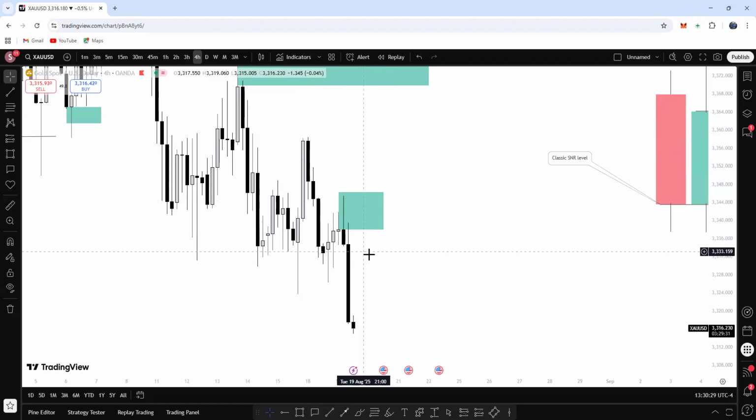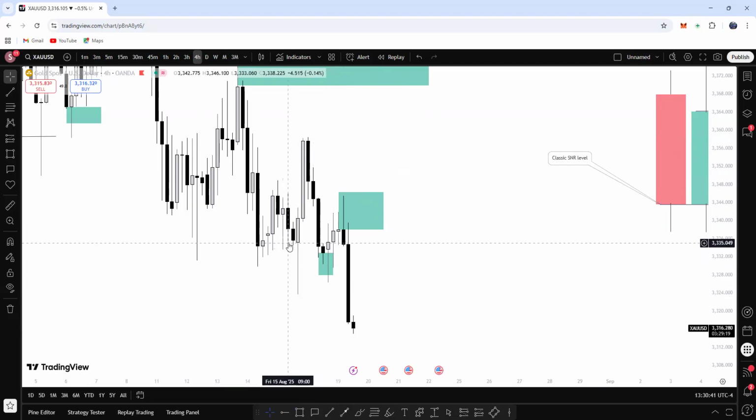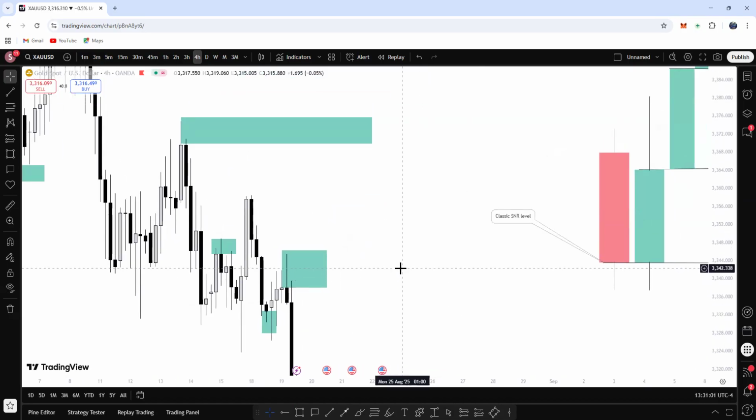You can use this zone today. Yeah, this is a classic SNR level. And here we have another one also. Classic SNR. Yeah, it is another one. Classic SNR where we have two opposite candles make their reversal.